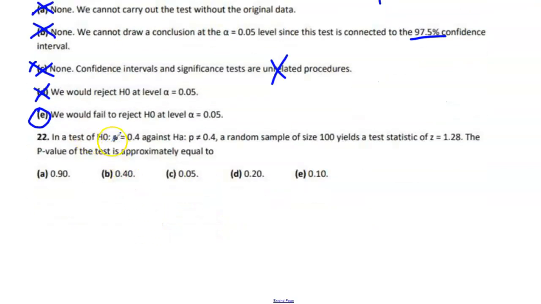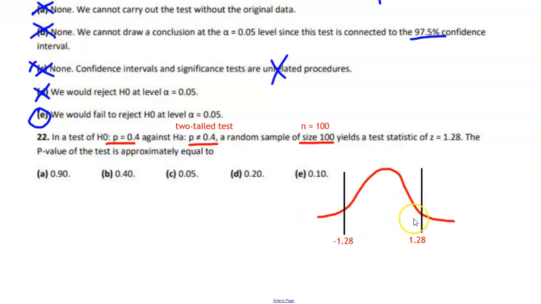Question 22. In a test of H null, which is p is equal to 0.4, against HA, which is p is not equal to 0.4, this is the proportion, and this is a two-tailed test. And the random sample of size 100 means we have a sample size of n equals 100. It gives us the test statistic of z is equal to 1.28. So let's draw out the z curve because it's looking for a p-value, so we'll draw out the curve and then figure out where the area under the curve lies. So here's my normal curve with the two boundaries, and I know what you might be thinking. They only found the test statistic of z equals 1.28. Well, remember it's a two-tailed test. That means that 1.28 and negative 1.28 both have to be present.